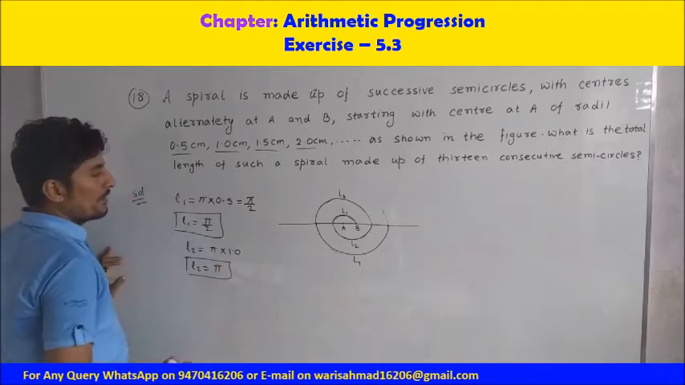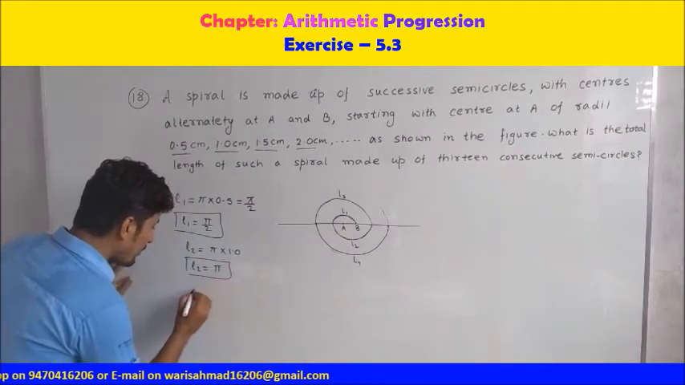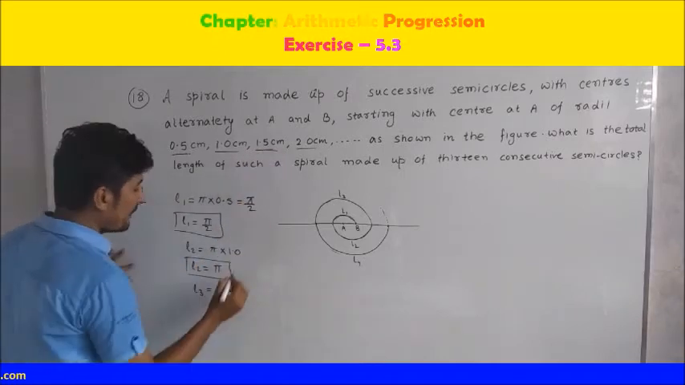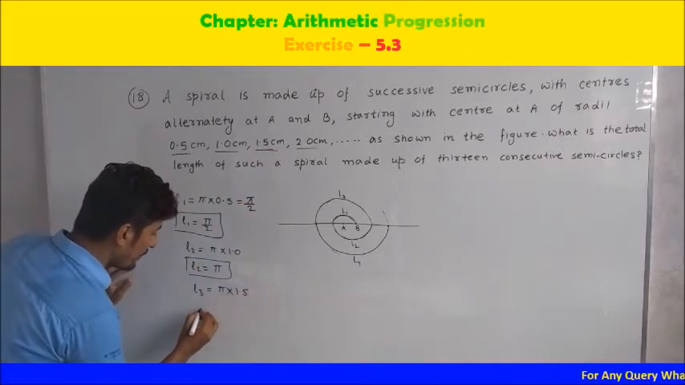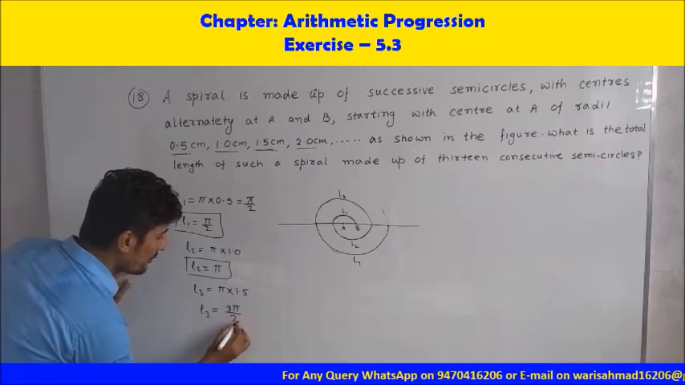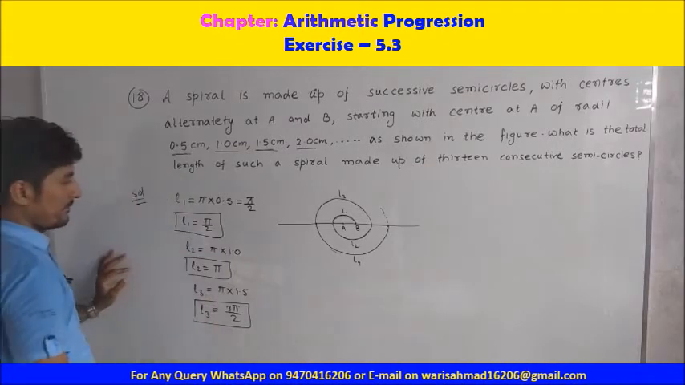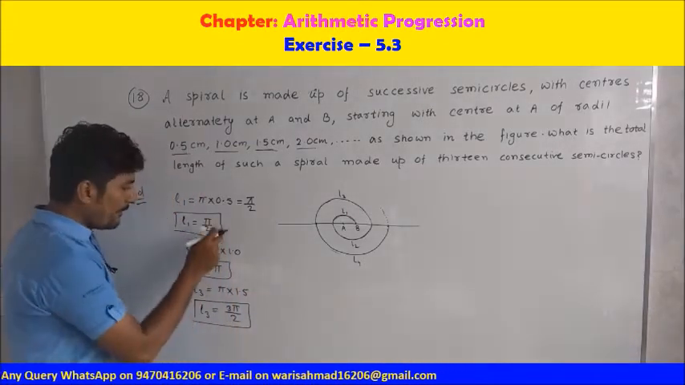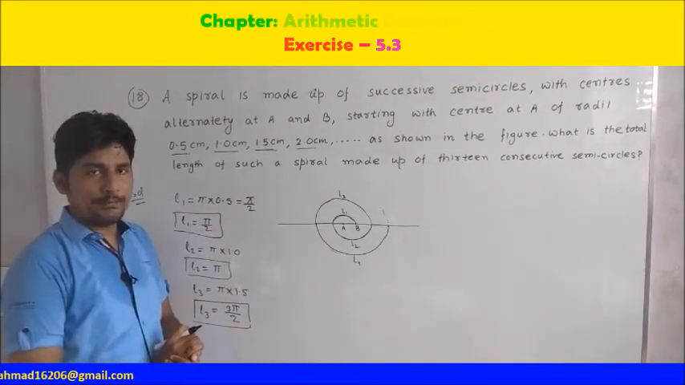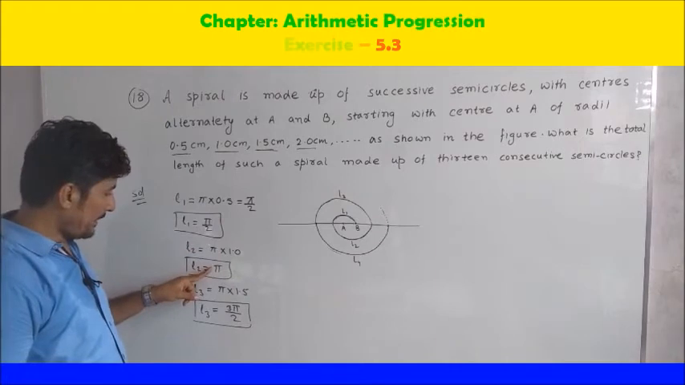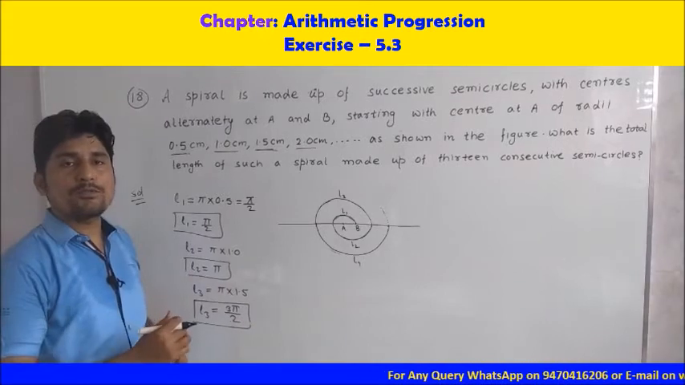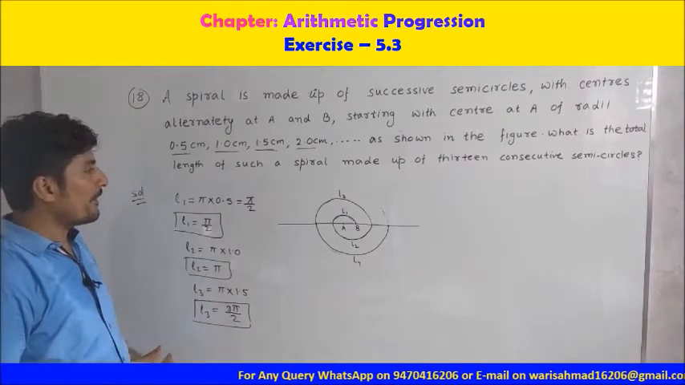Similarly, we can find the length of L3 also, that is equal to pi into radius. Radius of the third one is given as 1.5 centimeters. So we can write here L3 will be equal to 3 pi upon 2. So here we can observe that L1, L2 and L3, all these are forming an AP. Pi upon 2, then pi, then 3 pi upon 2. The difference of each one is equal to pi upon 2. So we can say that they are forming an AP.